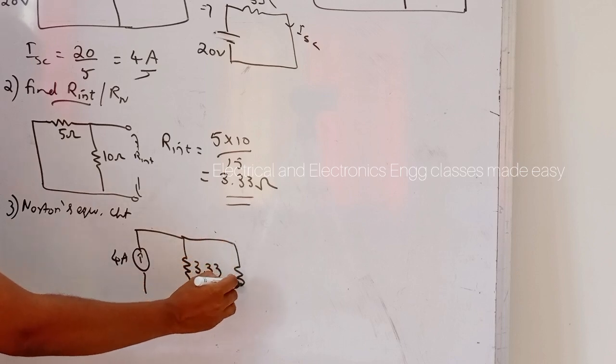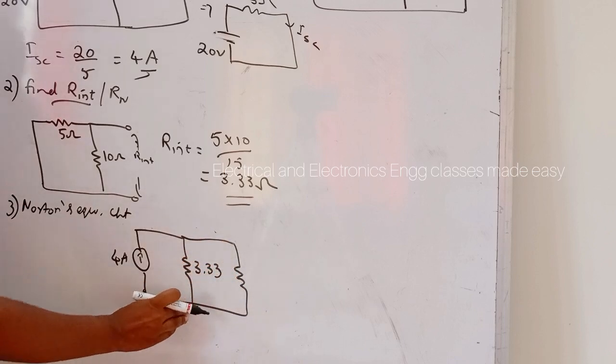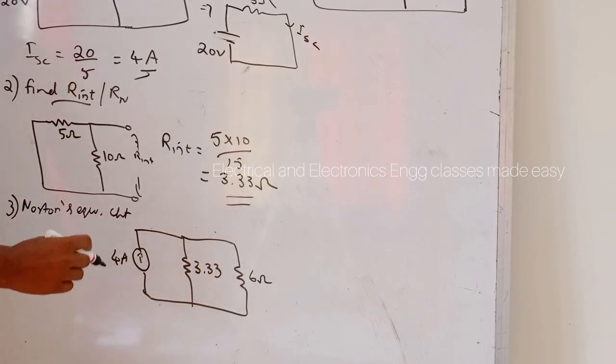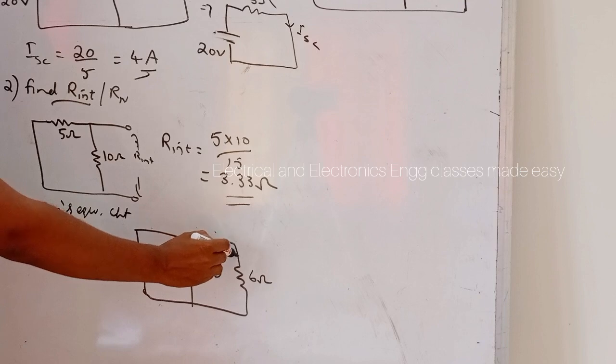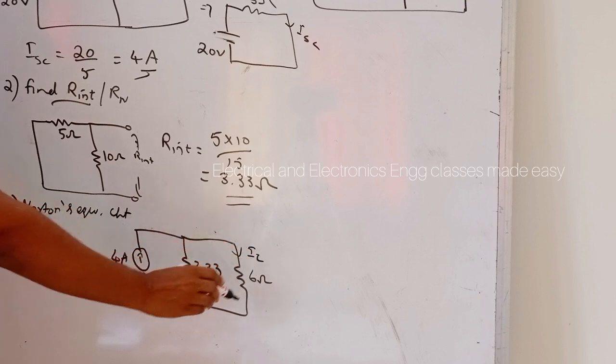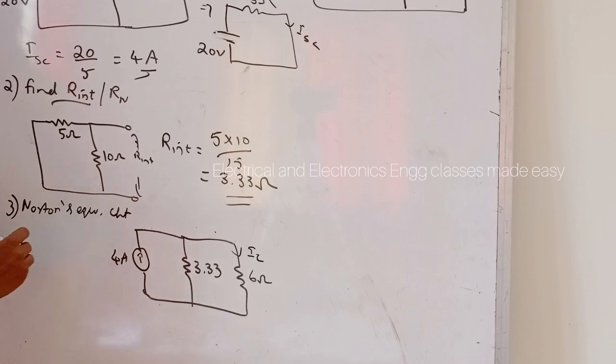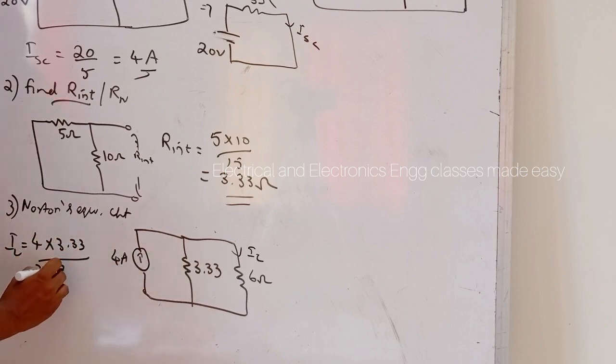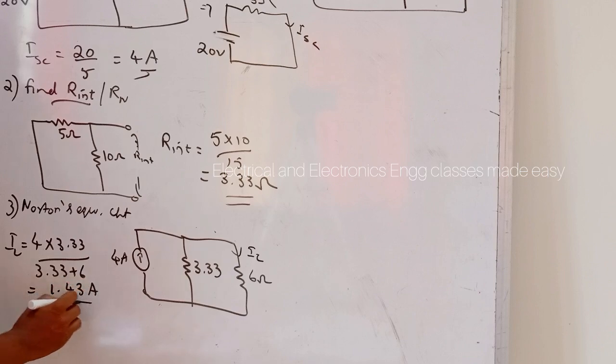Then redraw the load resistor. Here the load resistor is 6 ohm. And the question is to find the voltage across this 6 ohm resistor. So here we have to find this load current. Load current IL is equal to total current 4 into the resistance of the other branch divided by total resistance, that is 3.33 plus 6, and that is equal to 1.43 amperes. So IL is equal to 1.43 amperes.